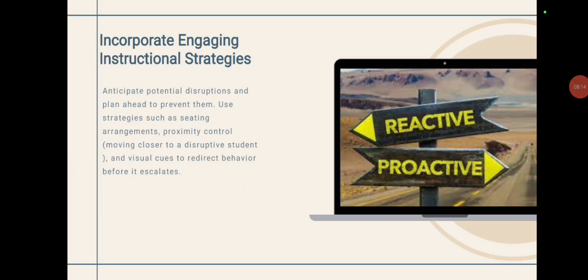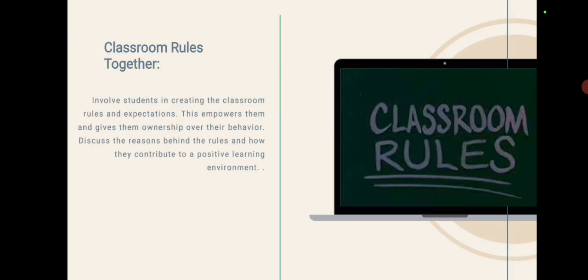Incorporate engaging instructional strategies. There are some learners that are very disruptive and they'll find a way to also distract the other learners in class. So you need to find a way to predict some of these things and prevent them from happening. Setting classroom rules together is the best way to set classroom rules. Once you do this with the learners, you're already telling them that they need to be responsible for their own actions because they know the consequences of not doing so.